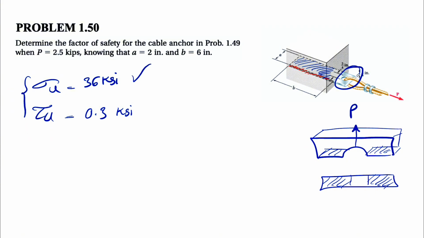Based on each of these, we can find one factor of safety. And at the end, we have to pick one of those factors of safety, and I'm going to explain which one. So let's start with the tension in the plate. We're going to find the factor of safety based on the tension in the plate.